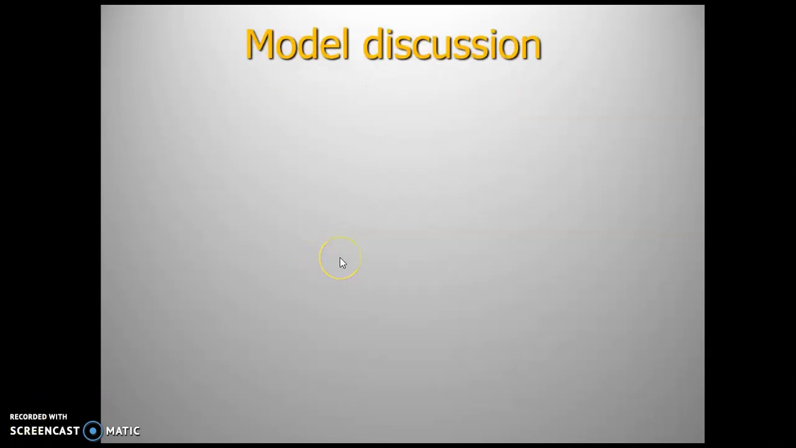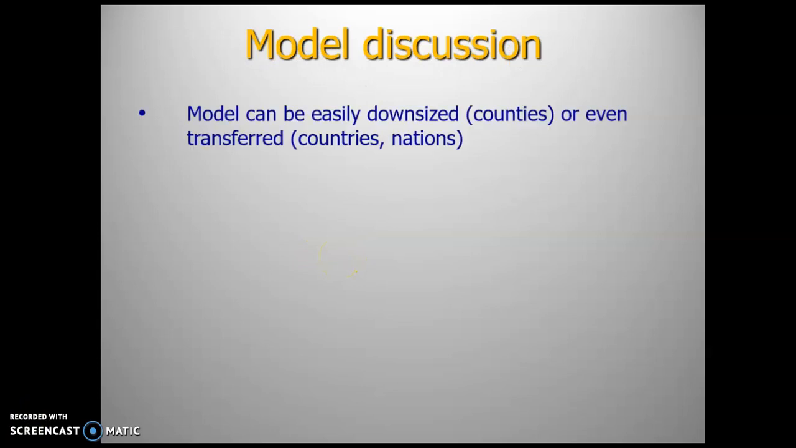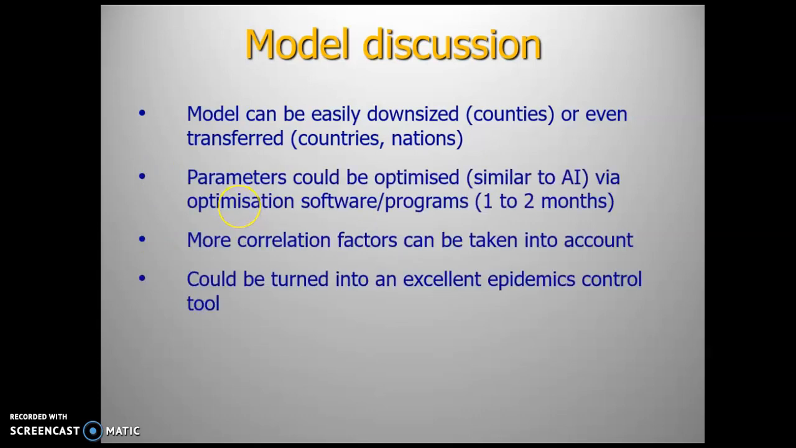I also wanted to quickly discuss the model. The model can be easily downsized into counties, or it can go the other way around. You can even use it in other countries and nations. Only the parameters would need to be adapted. The parameters could be further optimized, similar to what is happening in artificial intelligence via optimization software programs, which would take 1 to 2 months. More correlation factors can be taken into account. But one thing I'm very sure of is that it could be turned into an excellent epidemic control tool for governments within a very short time, by which I mean within 3 to 6 months or so.